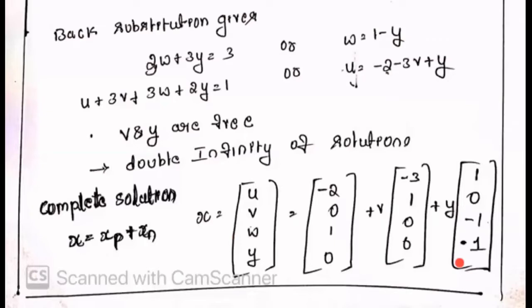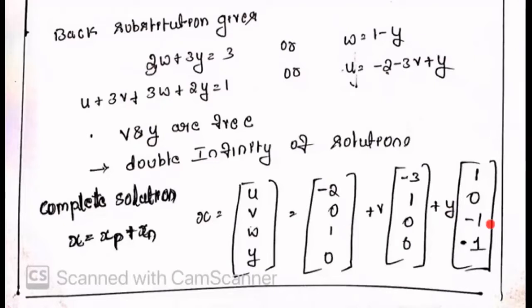So basically what you are doing is expressing this in terms of a matrix representation. Since v and y are free variables, you'll get only 1 at the v position wherever v is there, and for y, in the y position you'll get 1. And you already have minus 2, minus 3, 1. So that is what I am writing: minus 2, minus 3, 1. And for y, I am getting 1 and minus 1. That's why for w, I am writing 1 and minus 1.